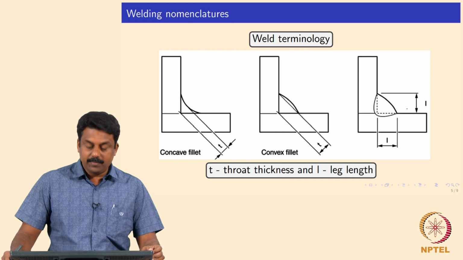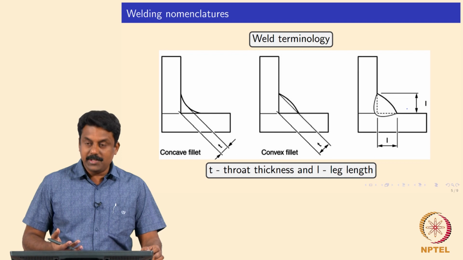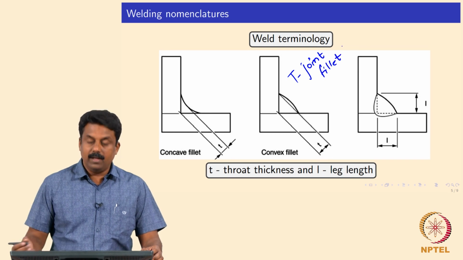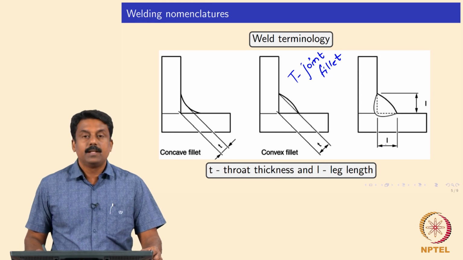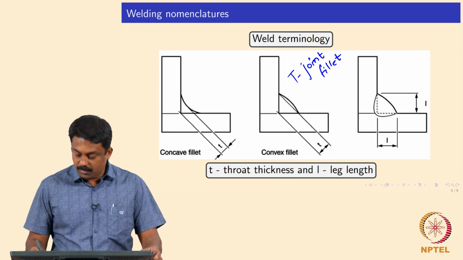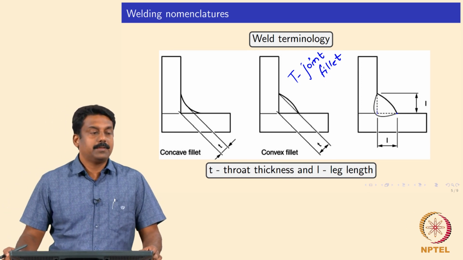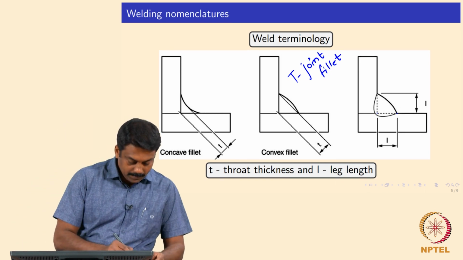So, and then some more terminology you need to remember. For example, in a T joint with fillet, or any fillet weld, the length L is leg length. Okay. So, the distance from the toe to the parent interface point is known as leg length.